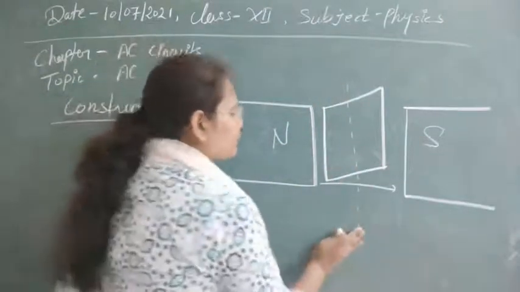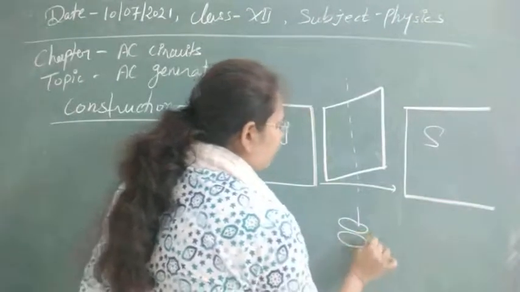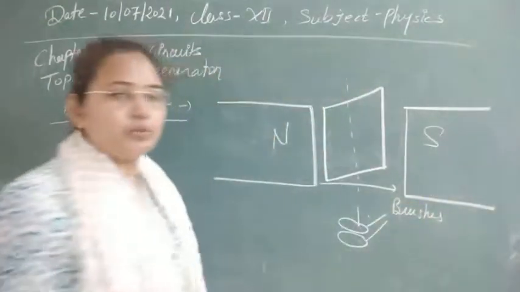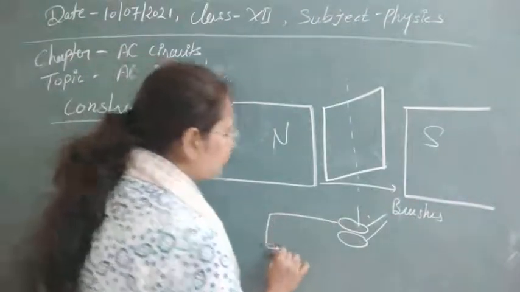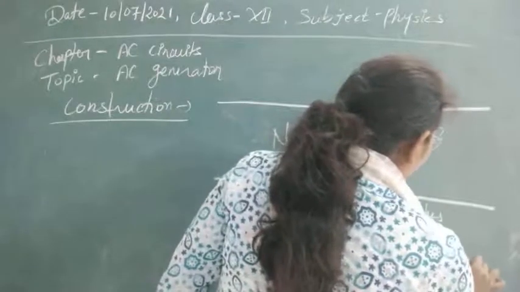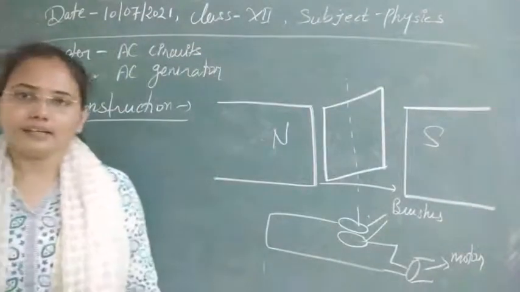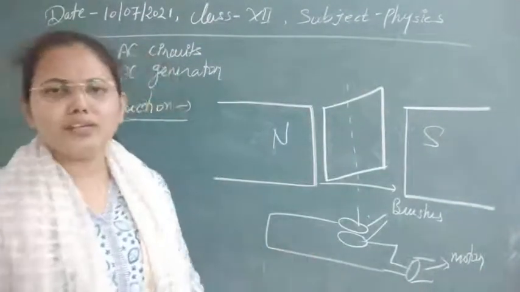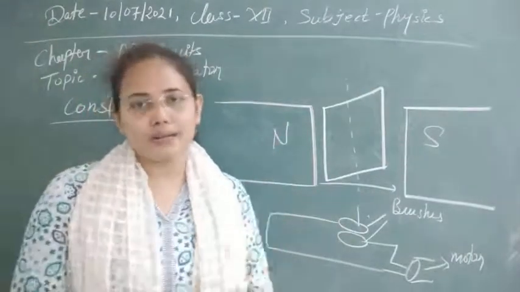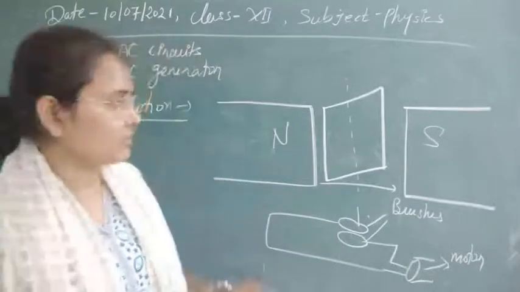And now to rotate this coil, we are using some brushes here. These are called brushes. These brushes are connected to the rotating shafts, or any rotating motor you can attach to it. So this is our rotating shaft and rotating motor. This is the basic diagram for the AC generator. Nothing much here, and you can see different figures in your books, but I am going to make you understand the main components that are needed here.